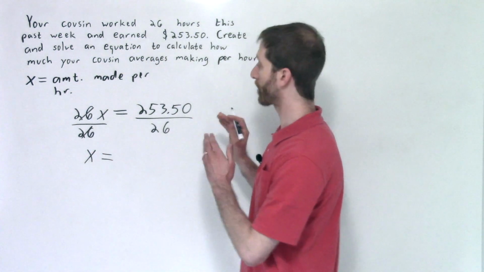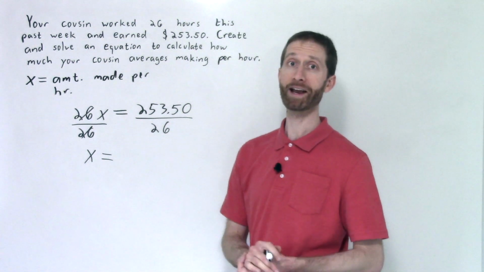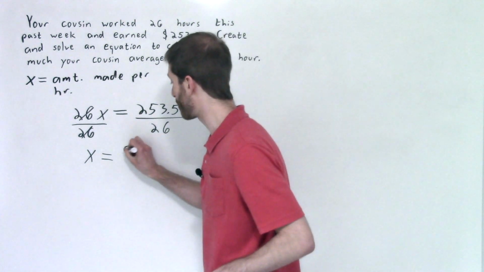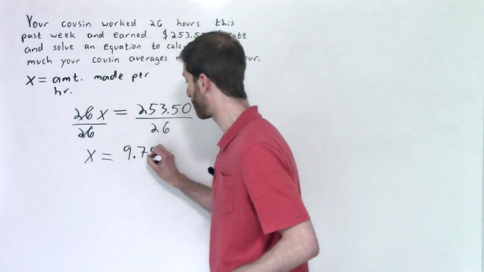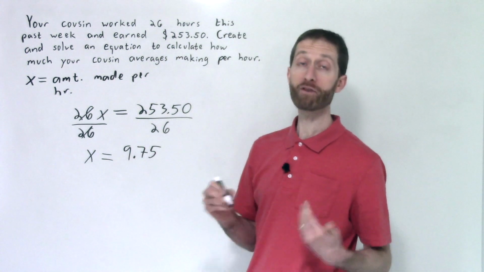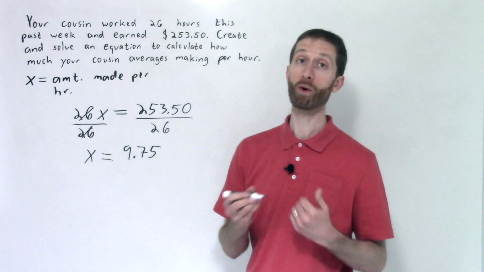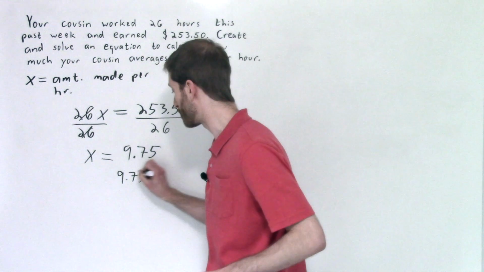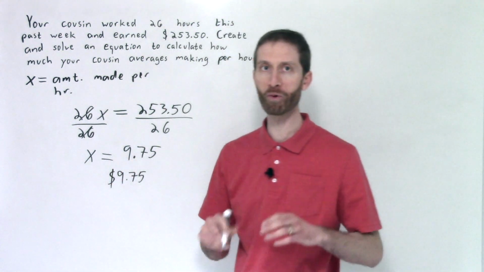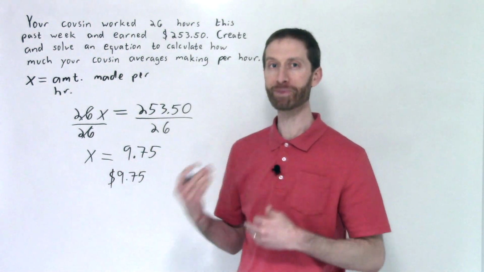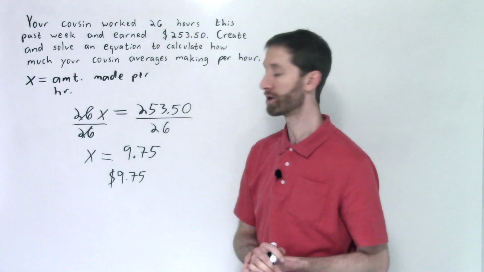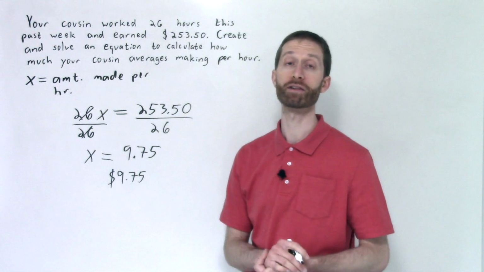Now we either let a calculator rock this, or you could divide out with long division. I would use a calculator and we get 9.75. And therefore, the amount of money that my cousin averages making per hour is $9.75. So you could write out that full sentence. I'm not going to waste your time watching me write that out, but if you needed to write your full sentence answer, again, it would be my cousin averages $9.75 per hour.